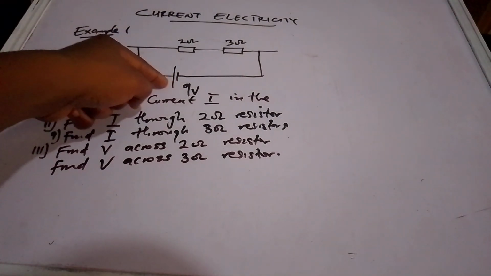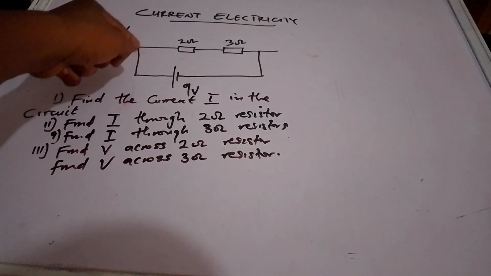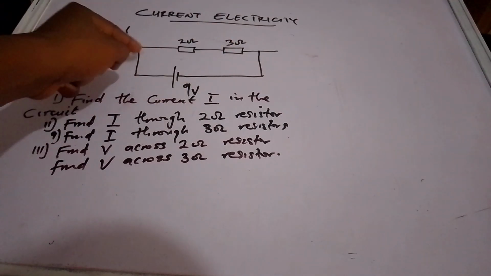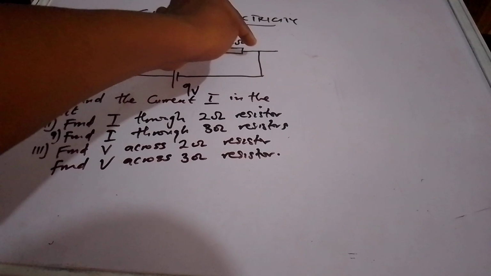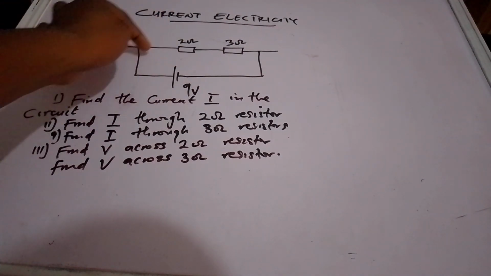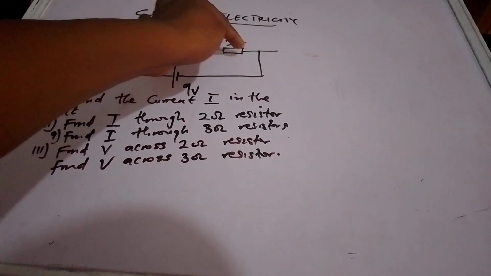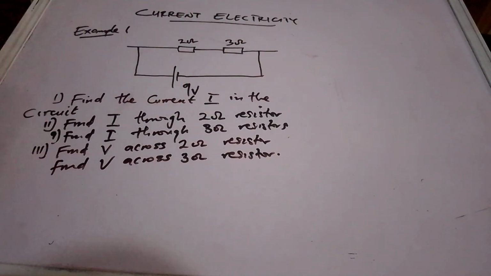Let's start the current here. When current gets here, it moves here. So the current splits into 2, but the one that moves here moves through this and moves through this. In other words, as current flows, the current that flows through here flows through here. So it means this one and this one are in series.